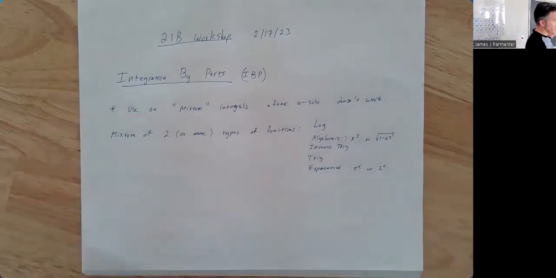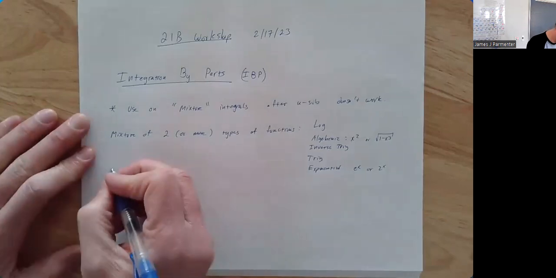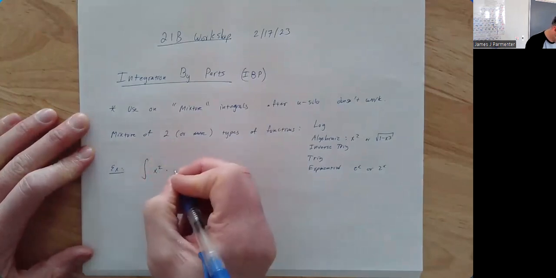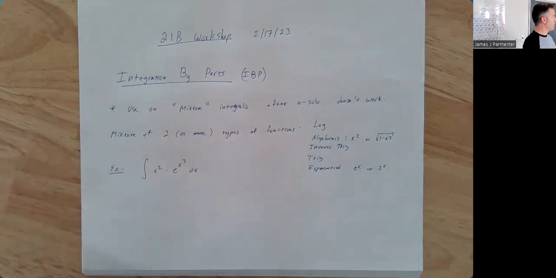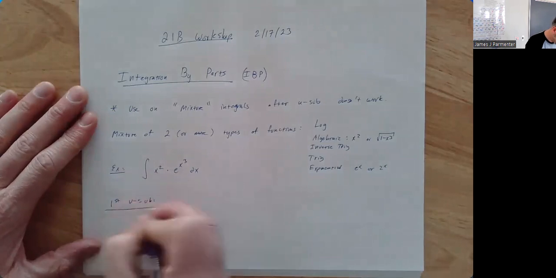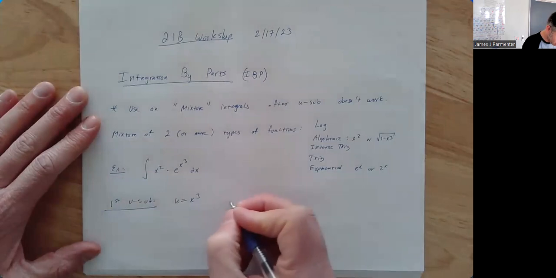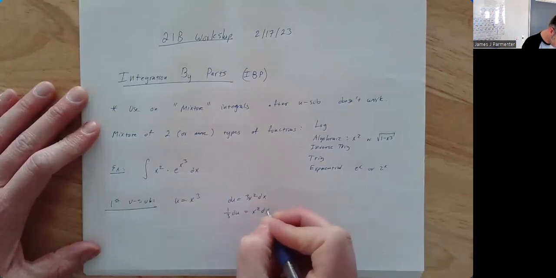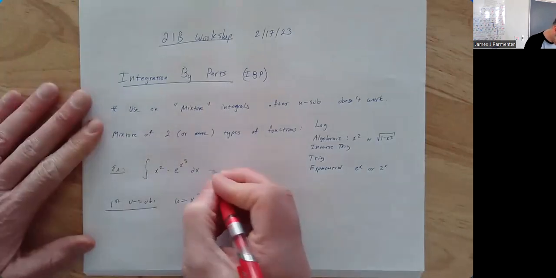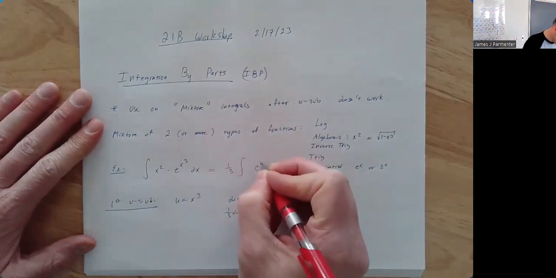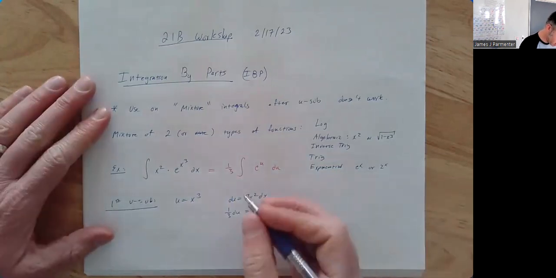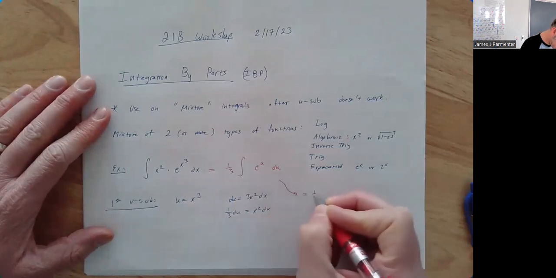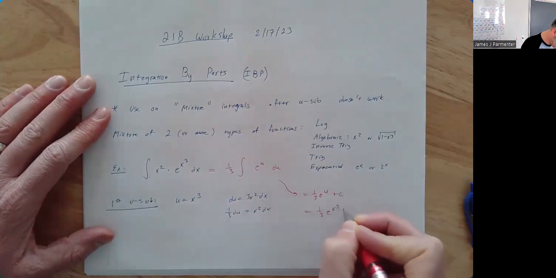We use either integration by parts or substitution when we typically see a mixture of things. For example, here's a mixture: the integral of x squared times e to the x cubed. It's got an algebraic term and an exponential term. If I see a mixture like this, I'm first going to look for a potential u substitution, and here I see one. I'm going to let u equal x cubed, and then my du is going to be 3x squared dx. I like to isolate the x squared dx, so 1/3 du equals x squared dx. I'm going to rewrite my integral as 1/3 du e to the u, and then it's just 1/3 e to the u, which is going to be 1/3 e to the x cubed plus c.